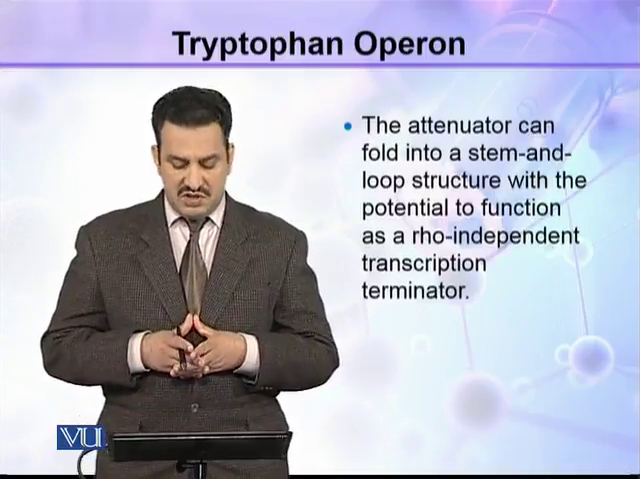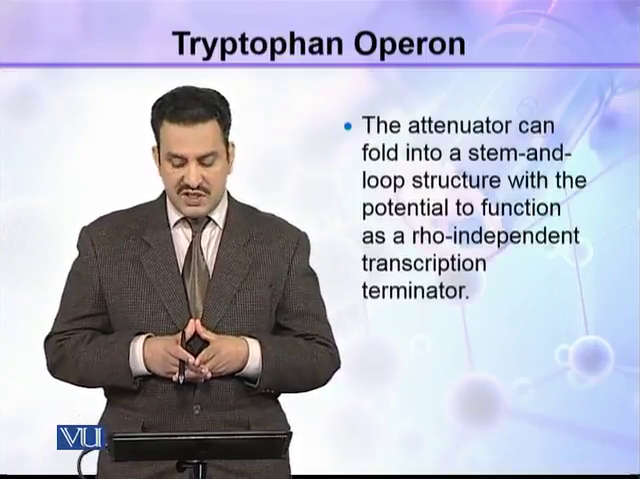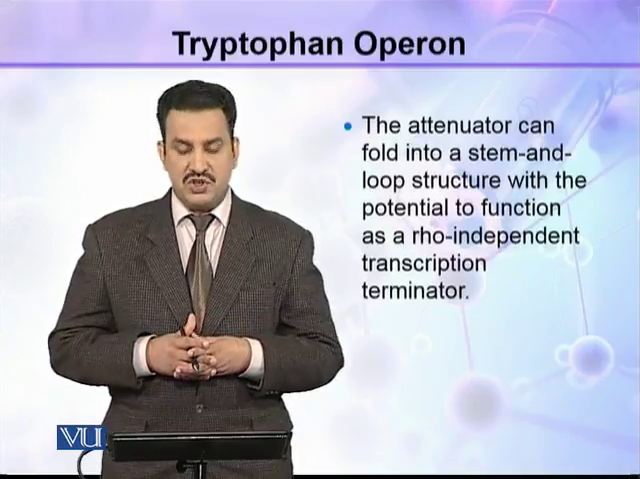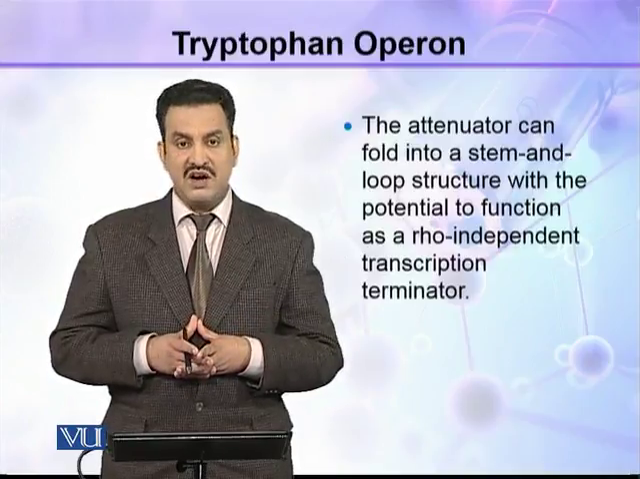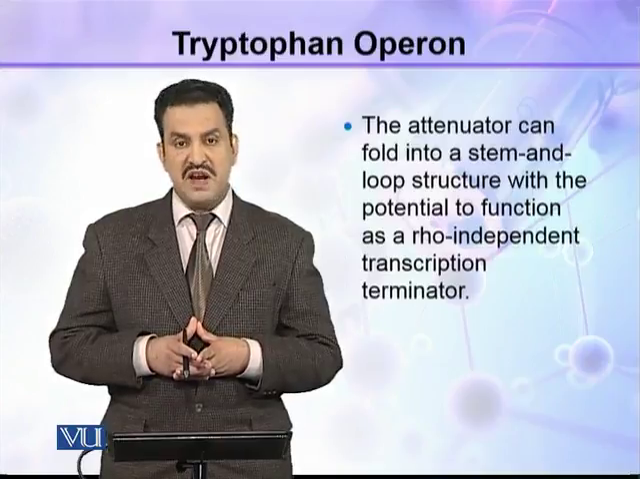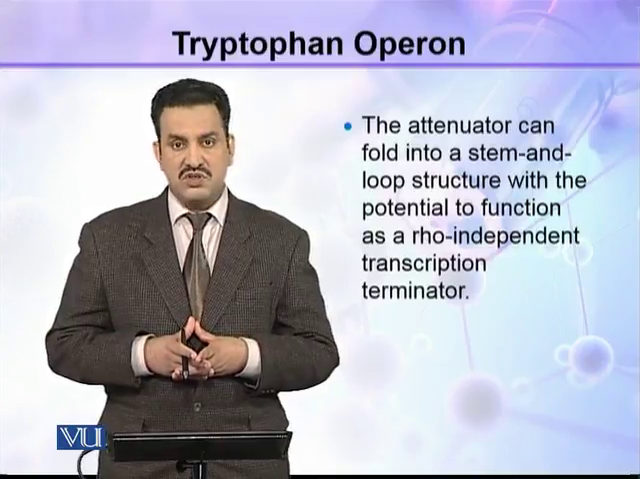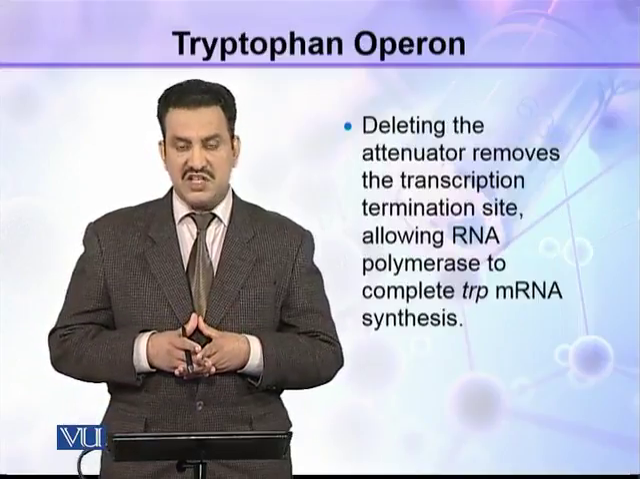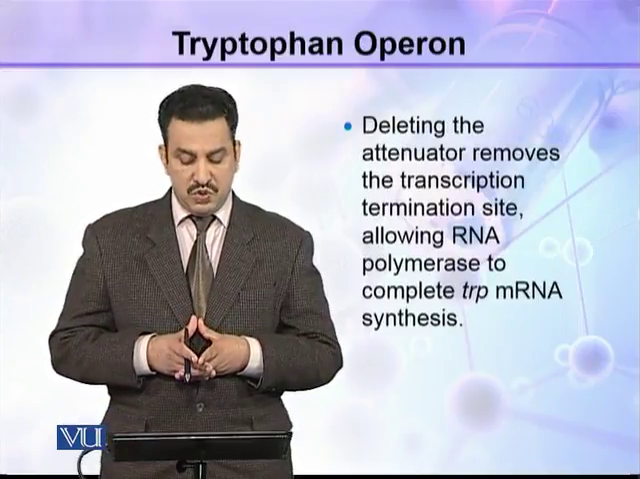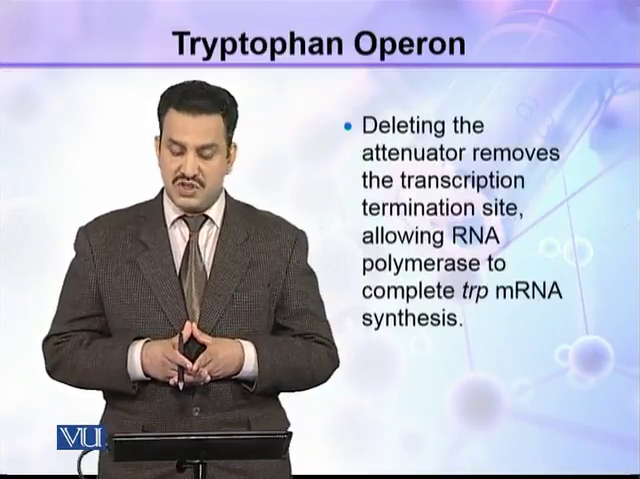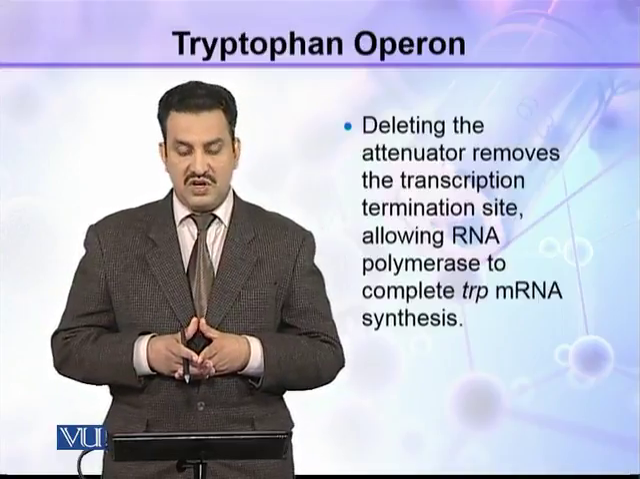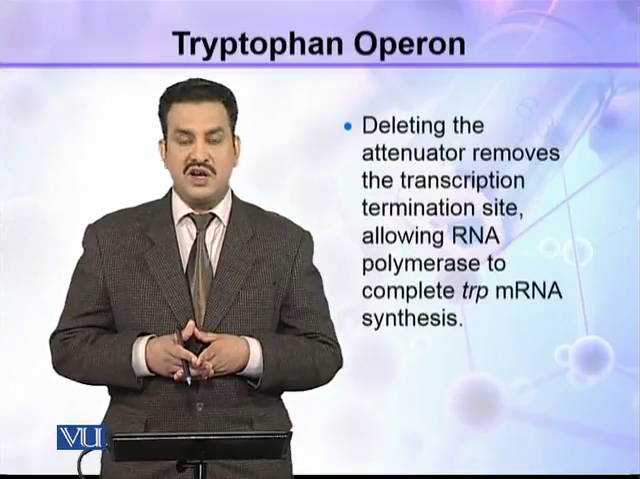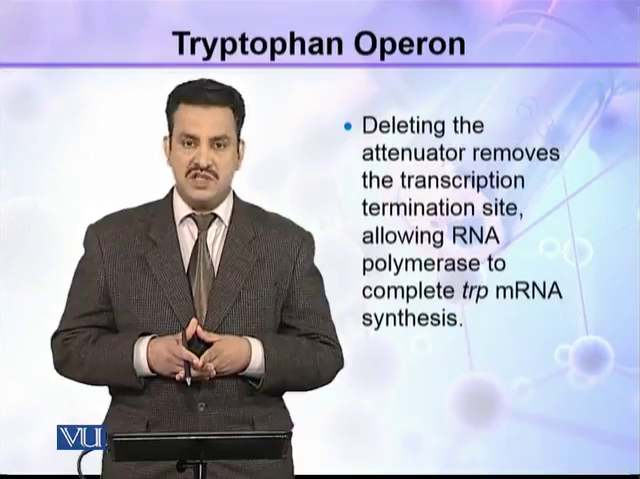The attenuator can fold into a stem and loop structure with the potential to function as a rho-independent transcription terminator. Deleting the attenuator removes the transcription termination site, allowing RNA polymerase to complete trpE mRNA synthesis.